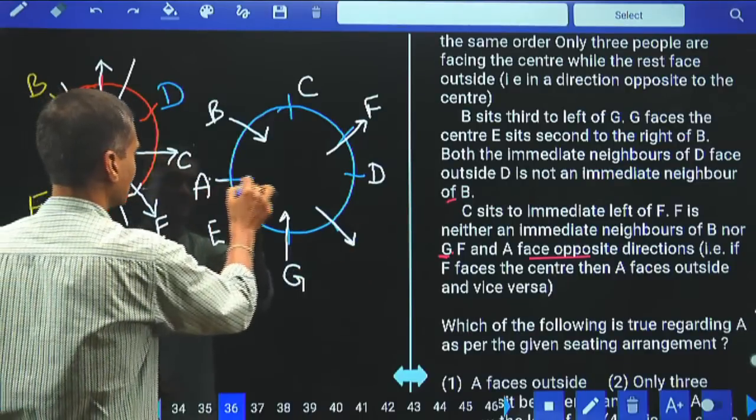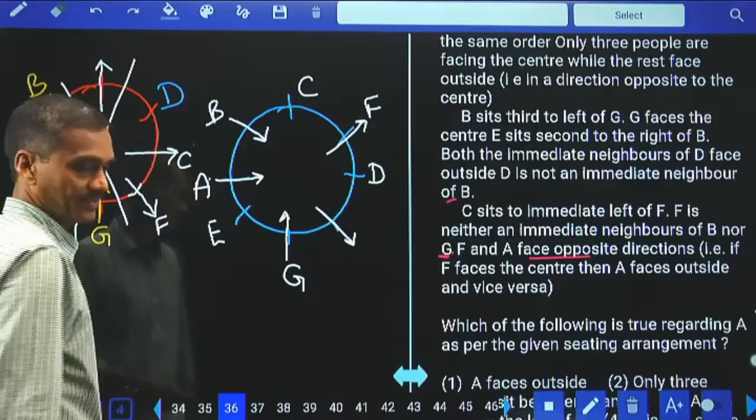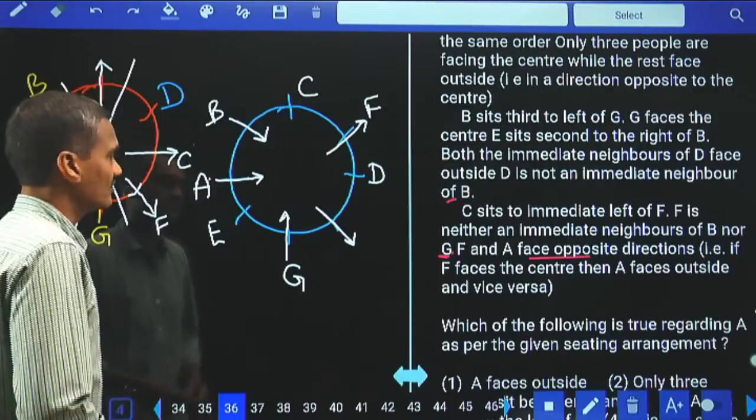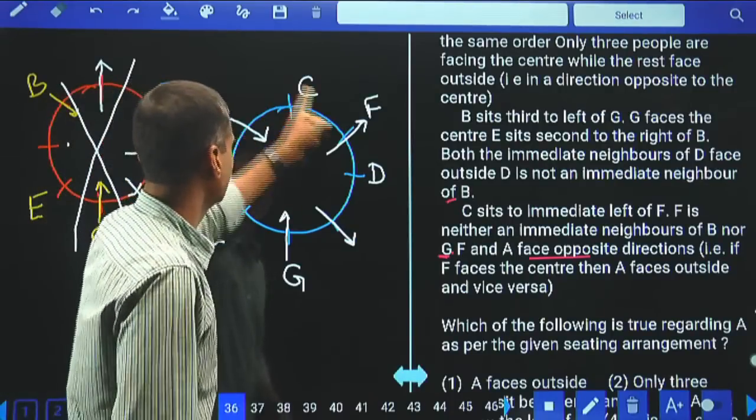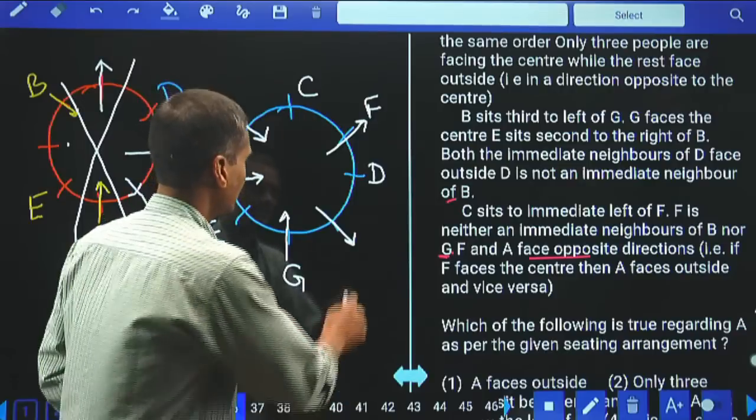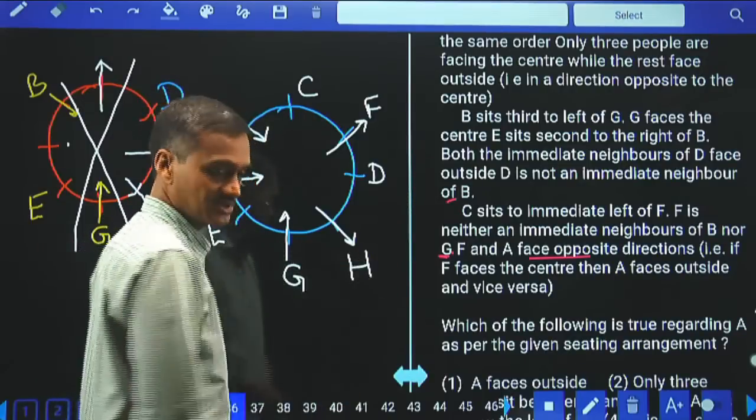As A is here, A is facing towards the center. And who is the other person left over here? One more person is left over. A, B, C, D, E, F, G. H is the person. H must be away from the center.